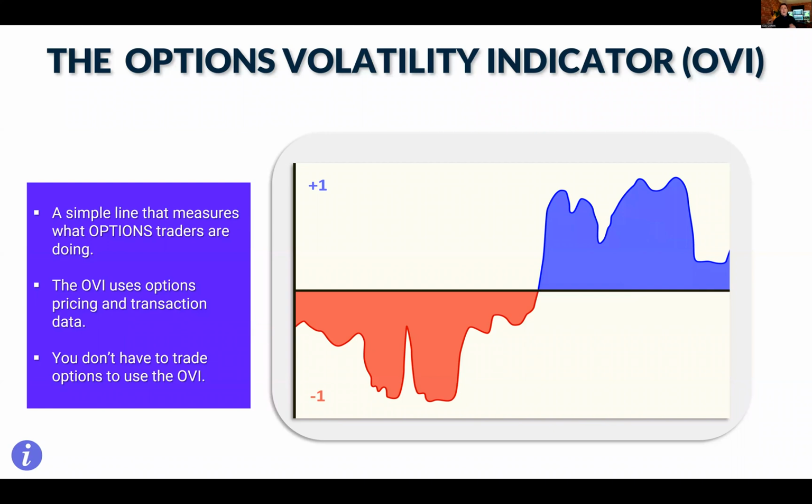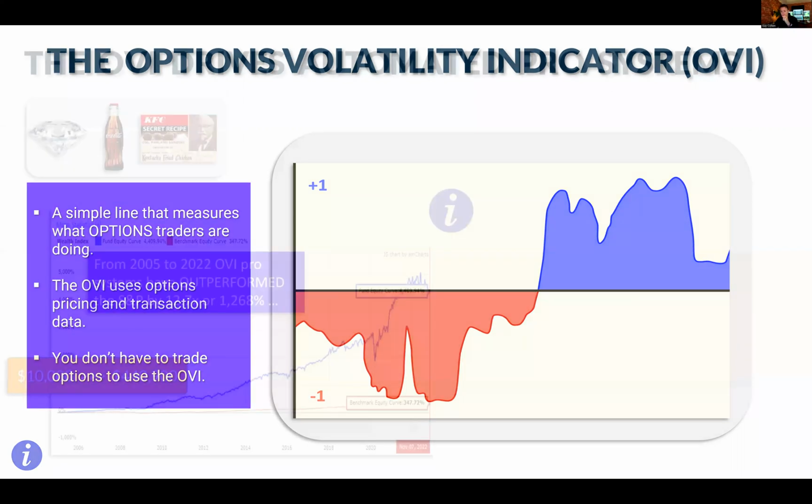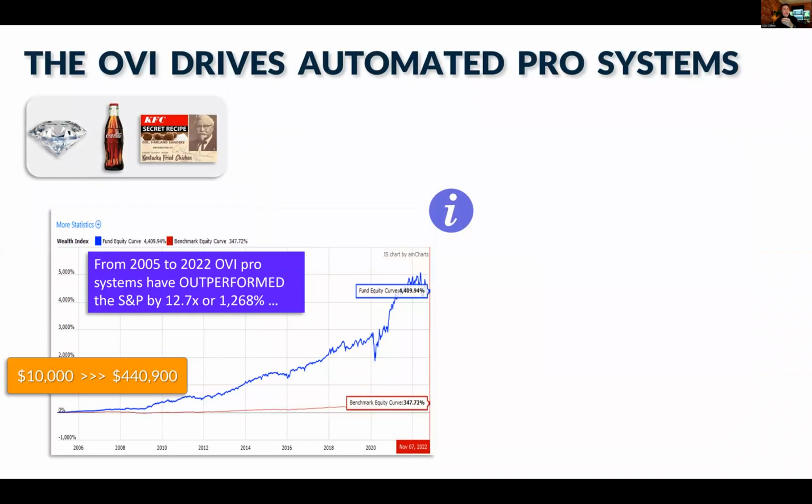It's a simple line that's measuring what options traders are doing. And here's what it uses. It uses options pricing and transaction data to bake this cake. And you do not have to trade options in order to use the OVI successfully. So you can use options if you want, but you don't have to. Now, what does the OVI do? What's its substance? Well, the OVI is also driving automated professional systems, real money.